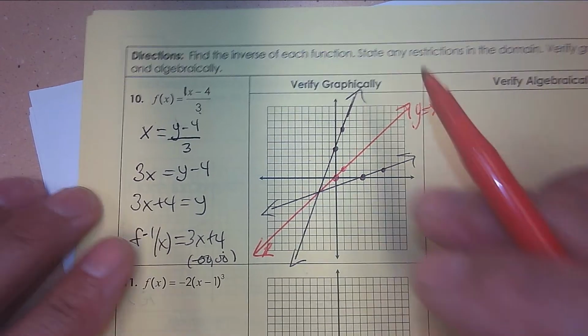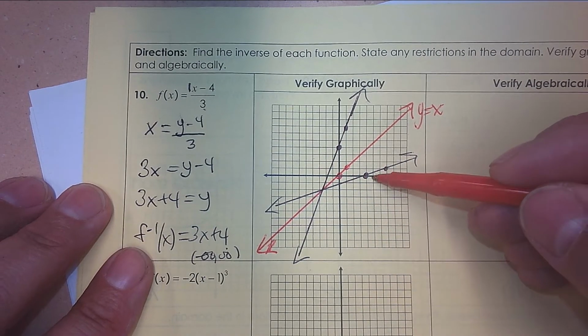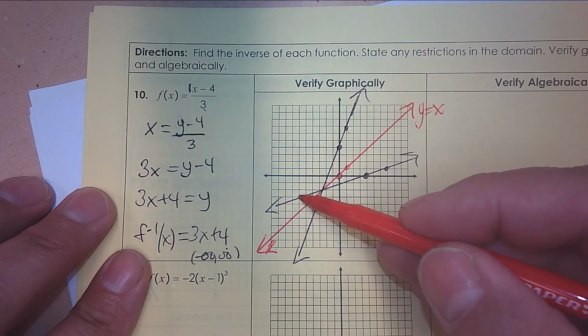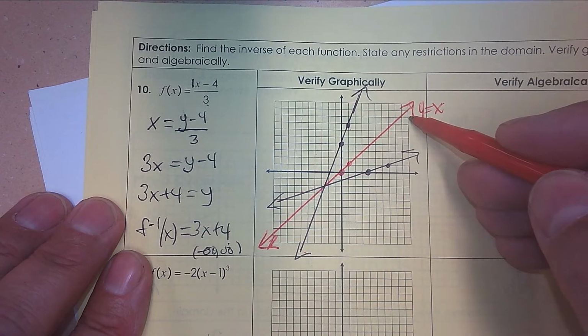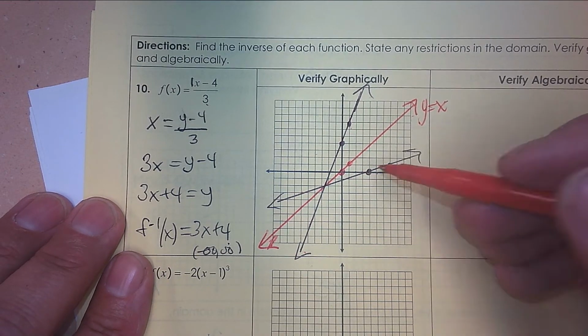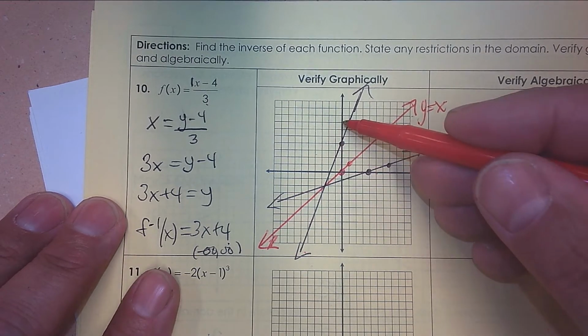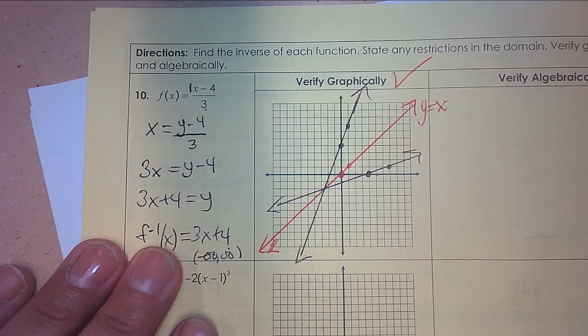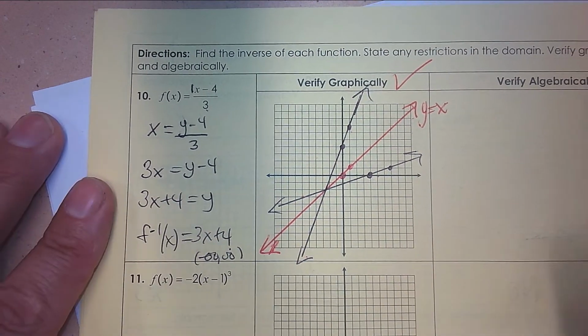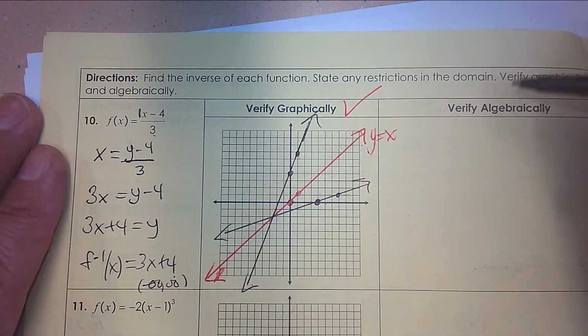If you folded over y equals x, would this fold over on top of this, and would this fold over on top of that? Are they symmetric around this red line? And if you look carefully and fold, as accurate as I'm trying to be, one would fold over the other, and yes, it's been verified using graphs. Now, how do you verify algebraically?